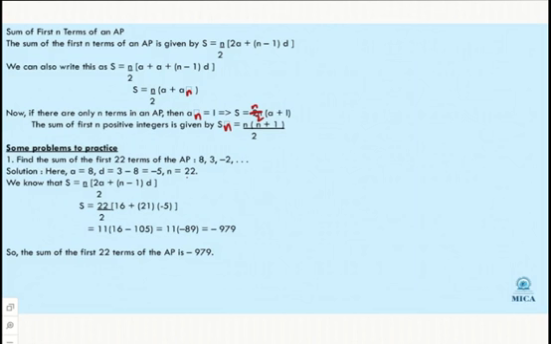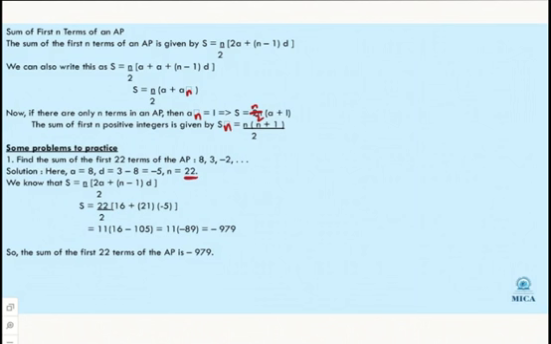Some problems for practice. Find the sum of the first 22 terms of the AP 8, 3, and minus 22. Here a is 8, d is 3 minus 8, which is equal to minus 5, and n, that is the number of terms, is equal to 22. We know that S is equal to n into 2a plus n minus 1 into d by 2.